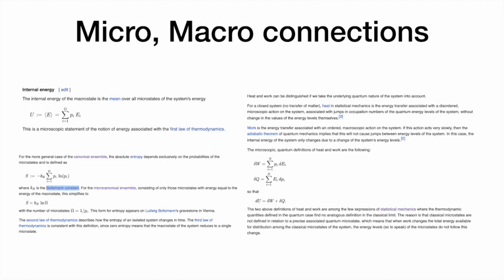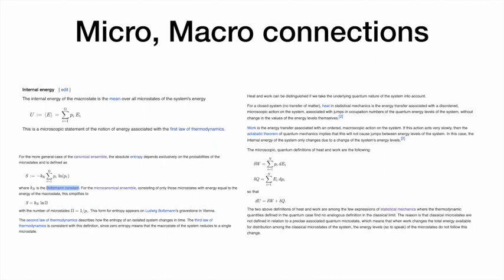For the more general case of the canonical ensemble, the absolute entropy depends exclusively on the probabilities of the microstates and is defined by S = -kB Σ (i=1 to Ω) pi ln pi, where kB is the Boltzmann constant. For the microcanonical ensemble, consisting of only those microstates with energy equal to the energy of the macrostate, this implies S = kB ln Ω, where Ω is the number of microstates, that is equal to 1/pi. pi is the probability of each individual state, p1, p2, p3, etc.